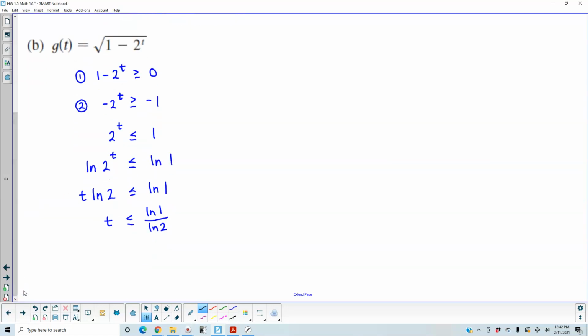Okay, now remember that the natural log of 1 is 0. So this becomes 0 over the natural log of 2. So therefore, t is less than or equal to 0. So the domain of this function is t such that t is less than or equal to 0, or we can say that it goes from negative infinity to 0 with a bracket.